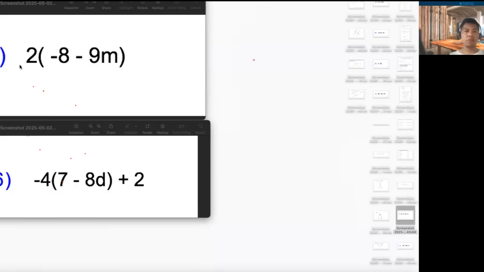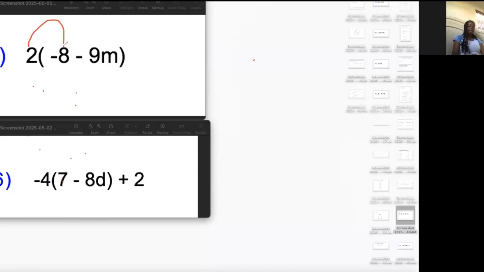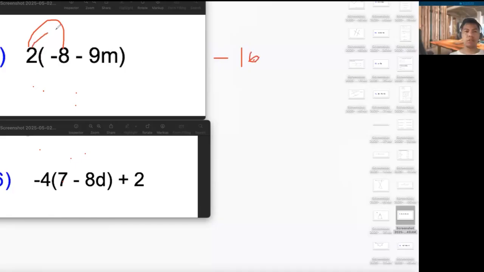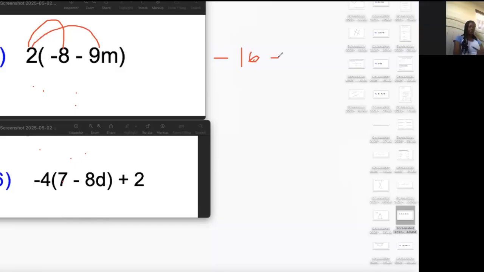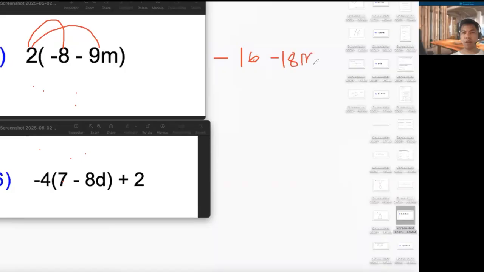Okay, Madison, hello. Let's do that. So you have to multiply that. You did that, right? That's negative 16, right? And then you forgot to do this, 2 times negative 9. You see that? It must be 18.